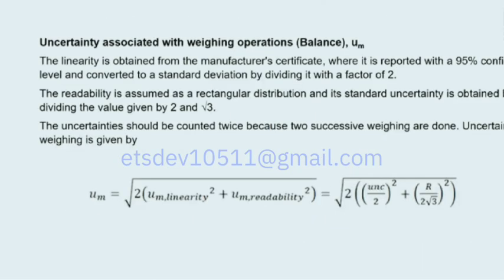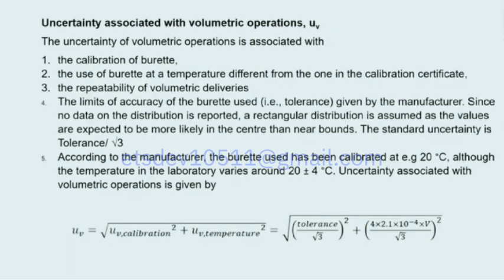So the next step: one of the uncertainties, as we have characterized, is coming from the balance. And so, as said earlier, we can get the linearity and we can get the readability, or even the coverage factor. So we calculate the uncertainty of the balance by this formula, which you should be familiar with by now. So the next uncertainty that has come is the uncertainty with the volumetric pipette and the burette.